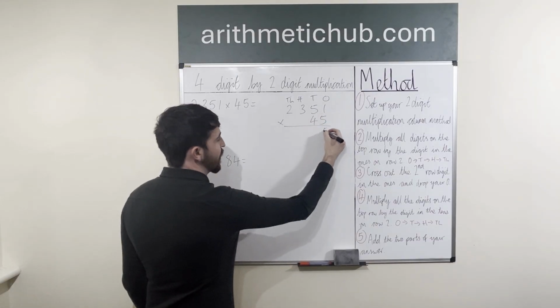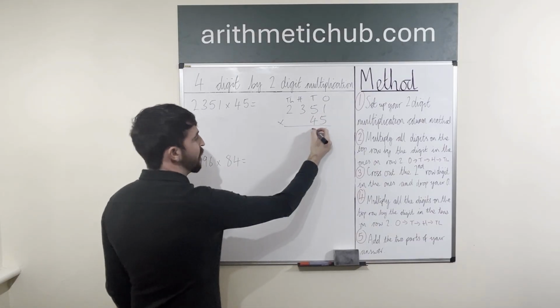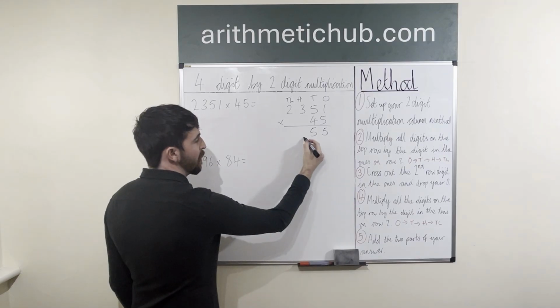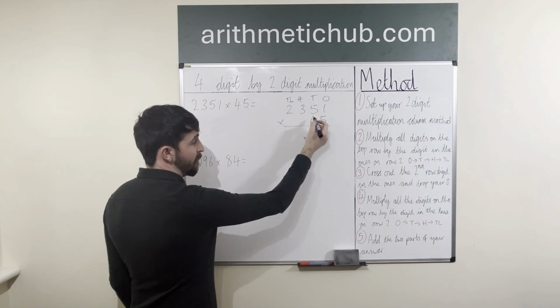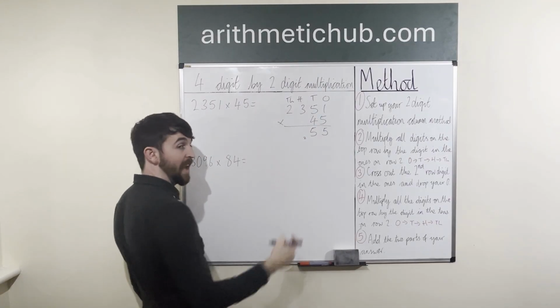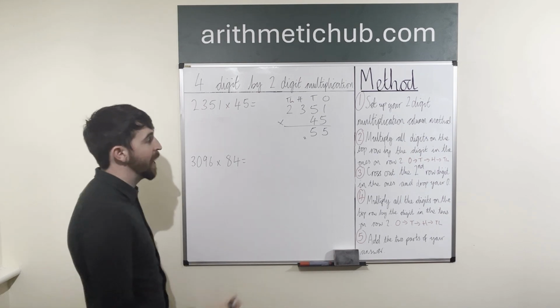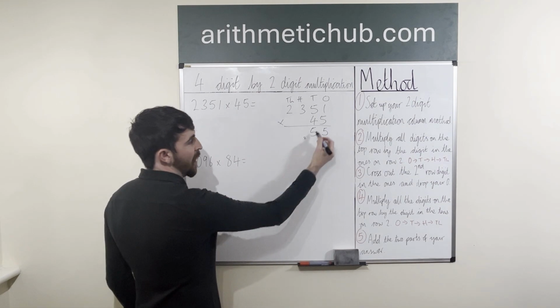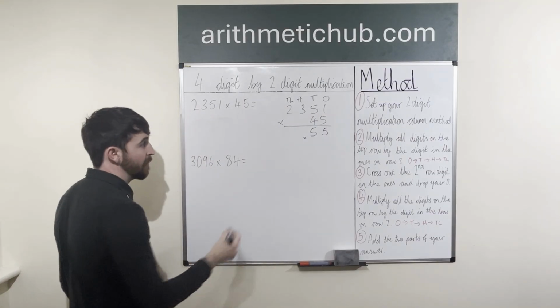5 times 1 is going to give me 5. 5 times 5 is going to give me 25. So 5 goes in and then 2 we carry. I'm not going to write these too big because I'm going to need this next line in a minute, because that's why it's a 2-line method. So it looks like 25 though, because 5 times 5 was 25.